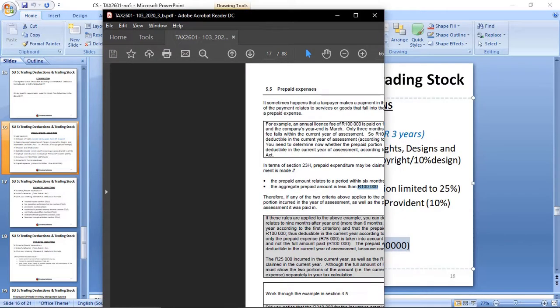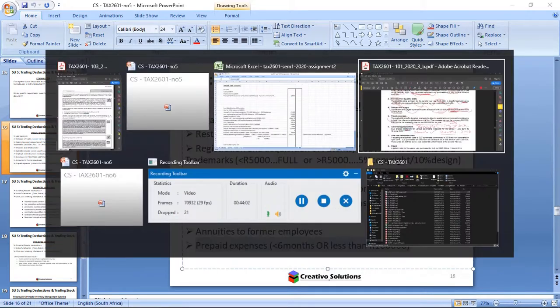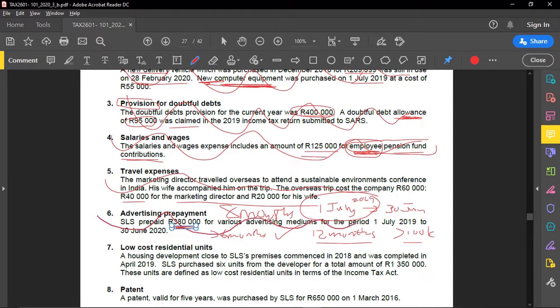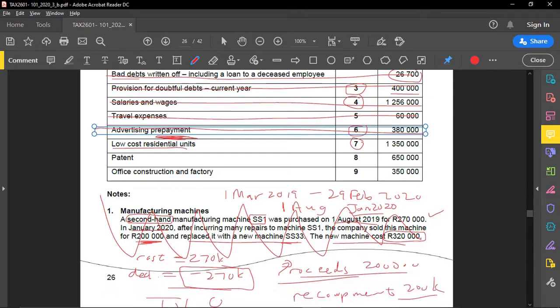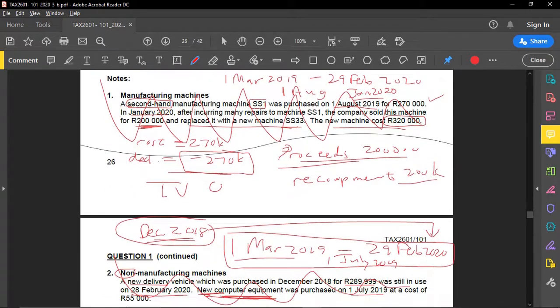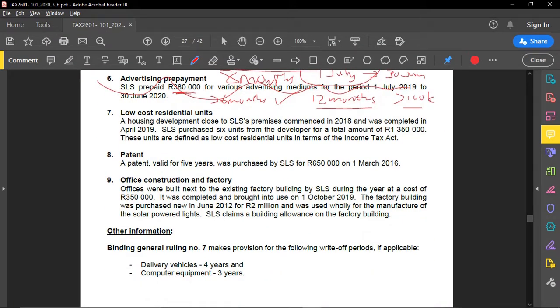Where am I? Here, next bit. Next line item, low cost residential units. Okay, this is obviously a capital allowance. We've looked at this in our theory notes. So low cost residential units, 1.35 million. There is a note, so I'm going to refer to it. Number 7. Here, low cost residential units.